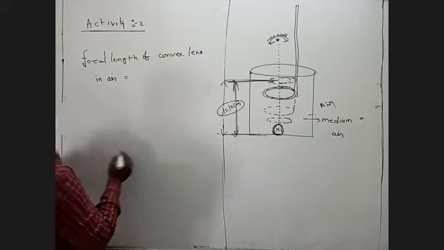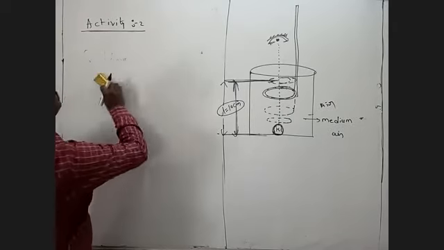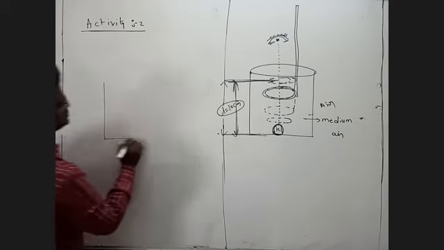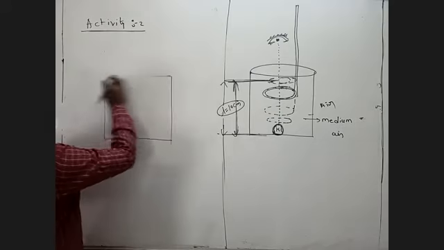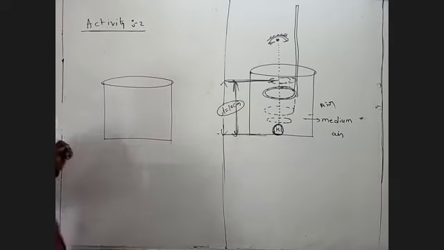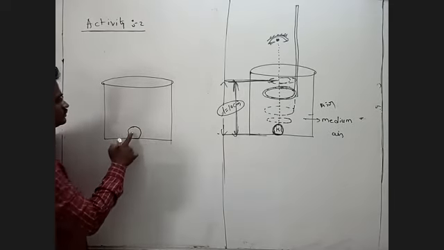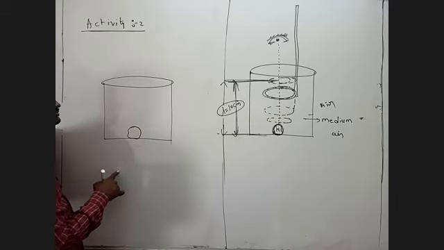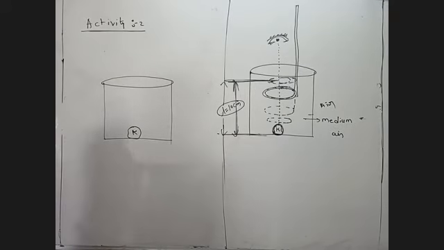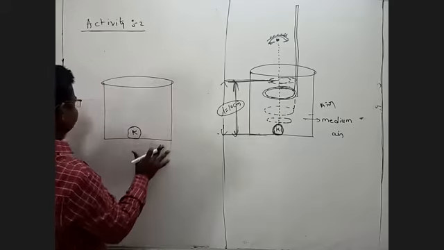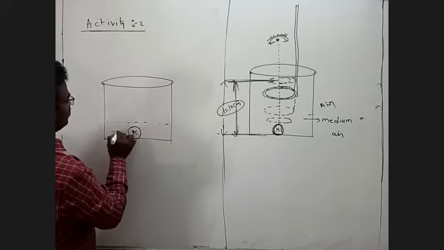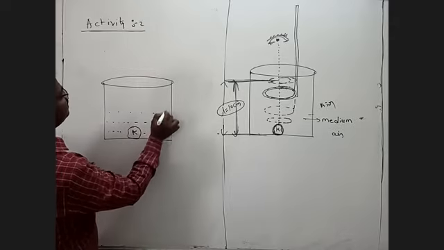I'm taking this as the focal length. I'm taking the same beaker. This is a transparent beaker, a transparent vessel. This is a stone, kept on the bottom surface of the vessel. The stone has the letter K. This vessel is filled with water.